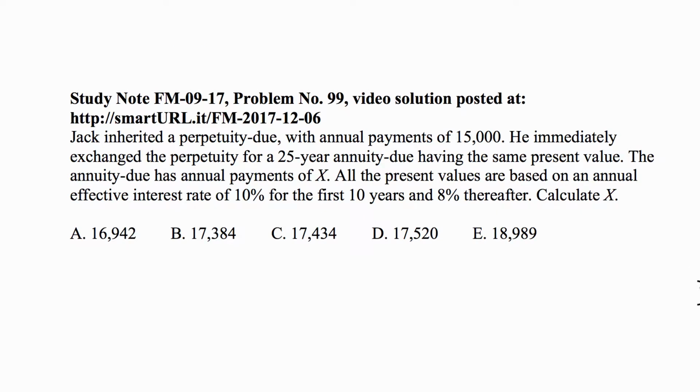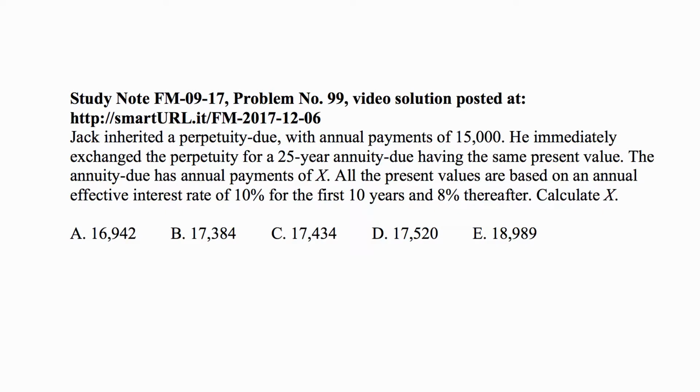It's a practice problem for exam FM on financial mathematics. Jack inherited a perpetuity due with annual payments of $1,500. He immediately exchanged the perpetuity for a 25-year annuity due having the same present value. The annuity due has annual payments of x. My apologies. All the present values are based on an annual effective interest rate of 10% for the first 10 years and 8% thereafter. Calculate x.